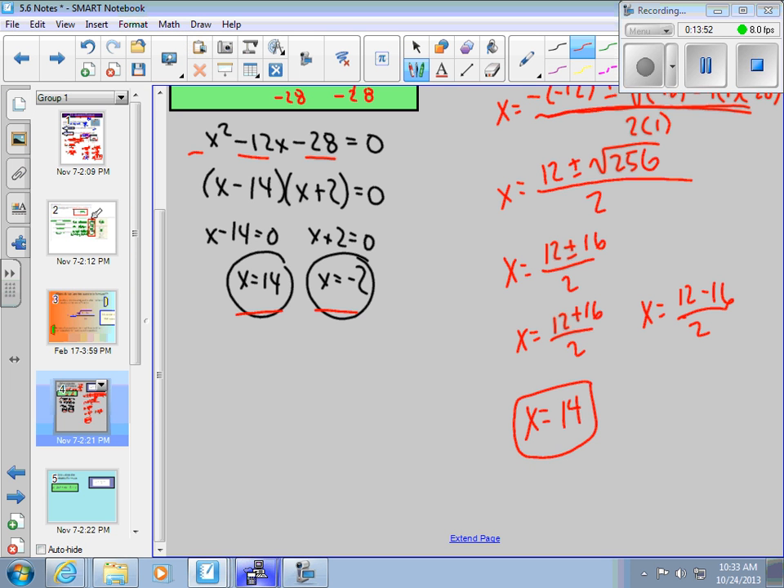And the other one, if you do 12 minus 16, that's negative 4 divided by 2. The other one is negative 2. Same two answers we got over here. Quadratic formula works every time, no matter what the equation.